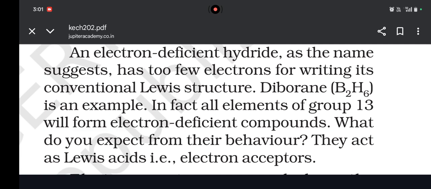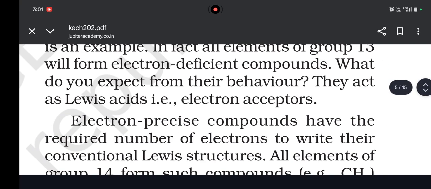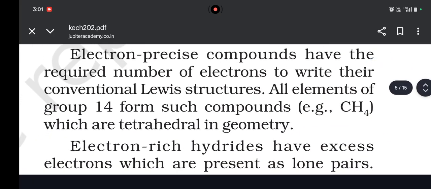In fact, all elements of group 13 will form electron deficient compounds. What do you expect from their behavior? They act as Lewis acids, i.e., electron acceptors. Electron precise compounds have the required number of electrons to write their conventional Lewis structure. All elements of group 14 form such compounds, for example CH4, which are tetrahedral in geometry.